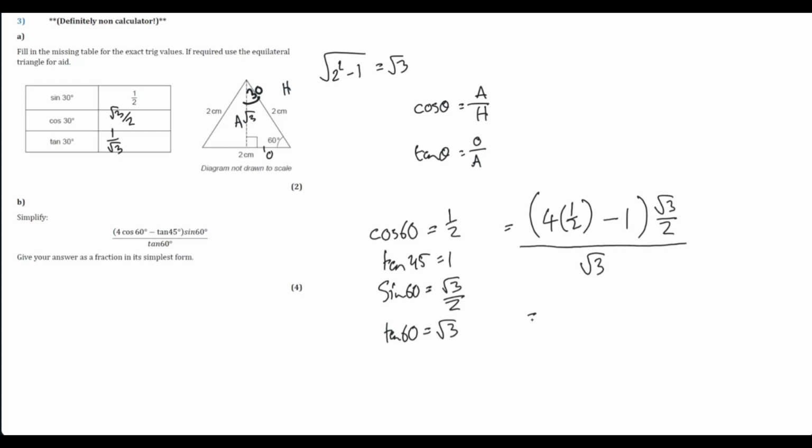Okay, let's break this down a little bit. So 4 times a half is 2. 2 minus 1 is 1. 1 times root 3 over 2 is just root 3 over 2, or divided by root 3.